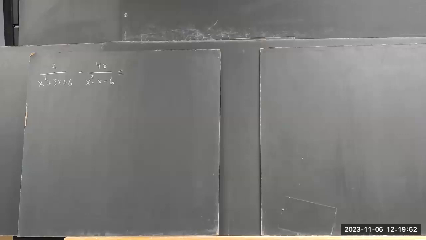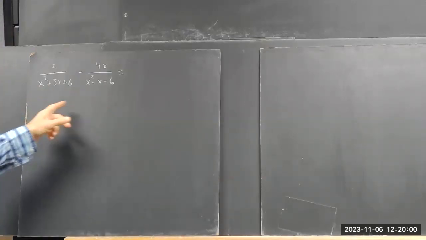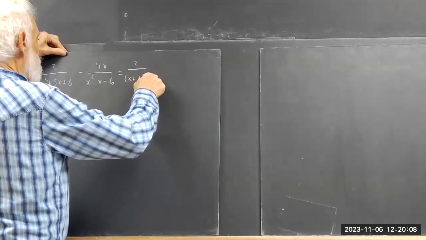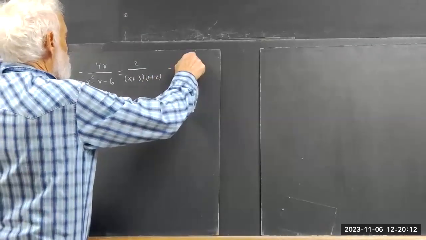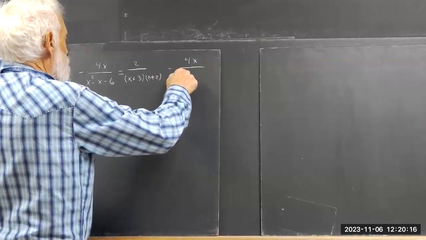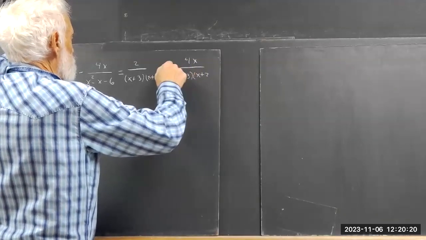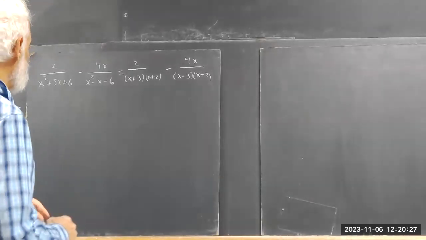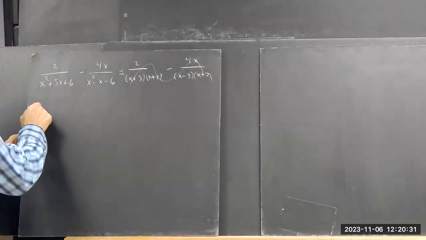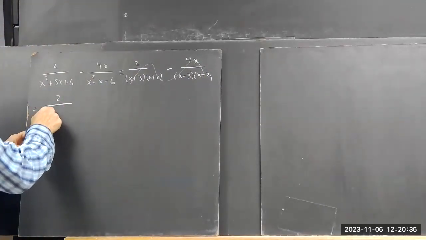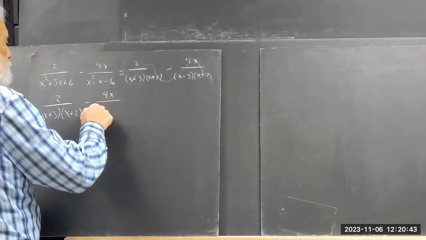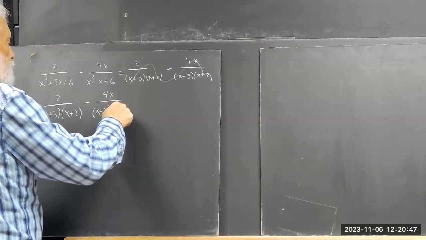Okay, and we have one more example. It would be this one. Now, what we need to do is we first need to factor everything. We're going to factor the denominators. Okay, so we're going to get 2 over x plus 3 times x plus 2 minus 4x over x minus 3 times x plus 2. And I wrote that out kind of badly. So let me just write it down. 2 over x plus 3 times x plus 2 minus 4x over x minus 3 times x plus 2.